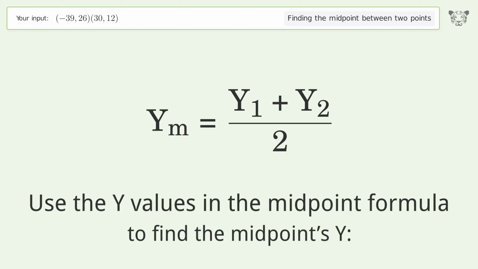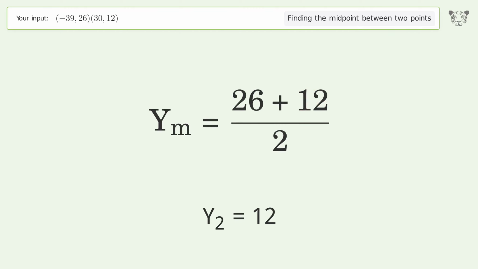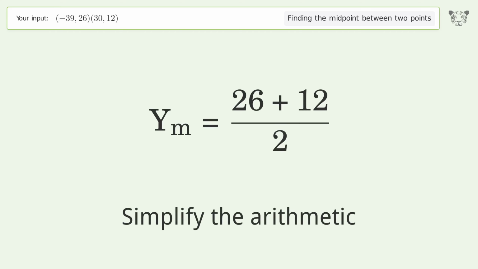Use the y values in the midpoint formula to find the midpoint's y. y1 equals 26. y2 equals 12. Simplify the arithmetic.